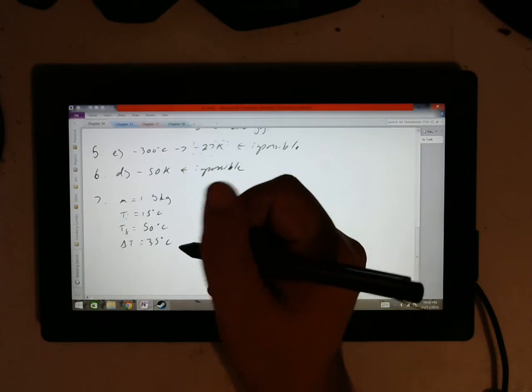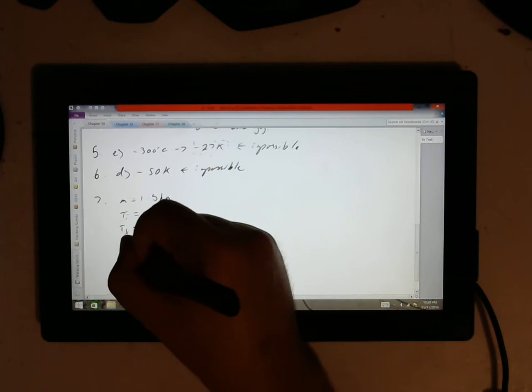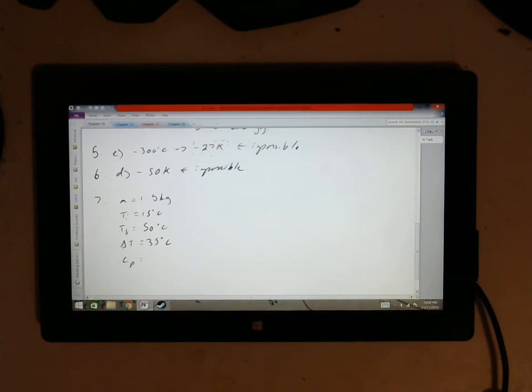Now we're told that it's paraffin, which tells us that there must be a specific heat capacity, and if we scroll up to page 245 where table 10.1 is, we see that it is 2200.